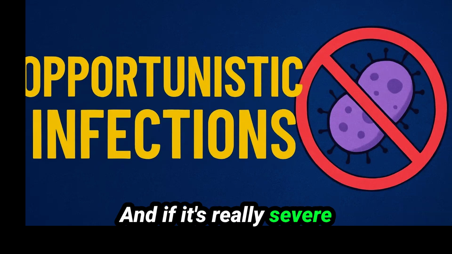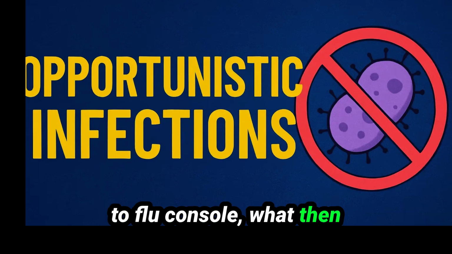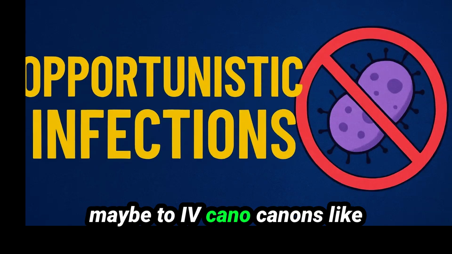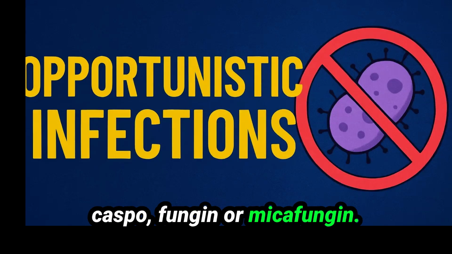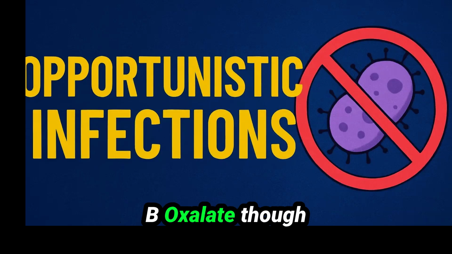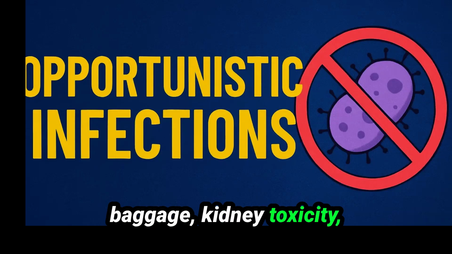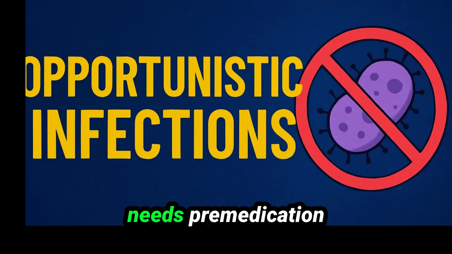And if it's really severe esophageal candidiasis, like it's just not responding to fluconazole, what then? We might need to escalate, maybe to IV echinocandins like caspofungin or micafungin. Yes, those are powerful options. Or even amphotericin B deoxycholate. Though amphotericin, while it's effective, brings more baggage: kidney toxicity, infusion reactions, often needs pre-medication.